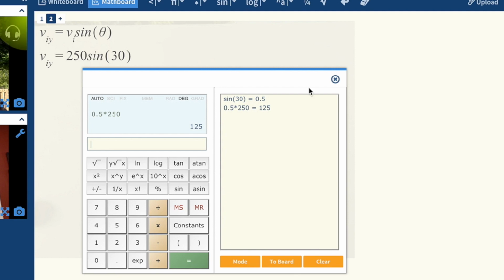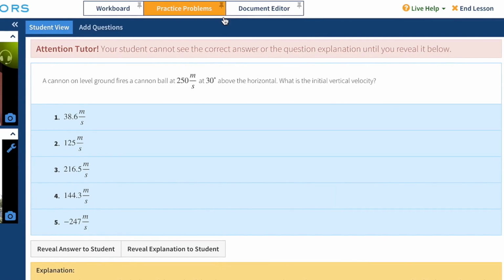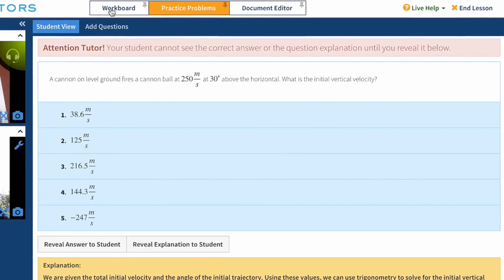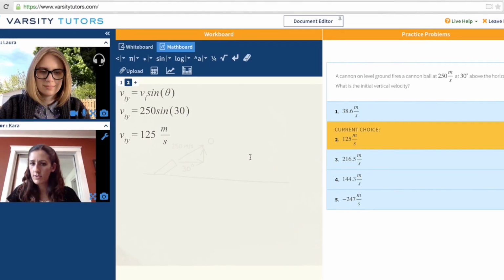Using the online platform actually allows me to see several screens at once. All right, so jumping back over to our question, I'm going to put these side by side for us, just so we can see both of them. You're able to have video, you're able to have diagrams, you're able to have practice problems.